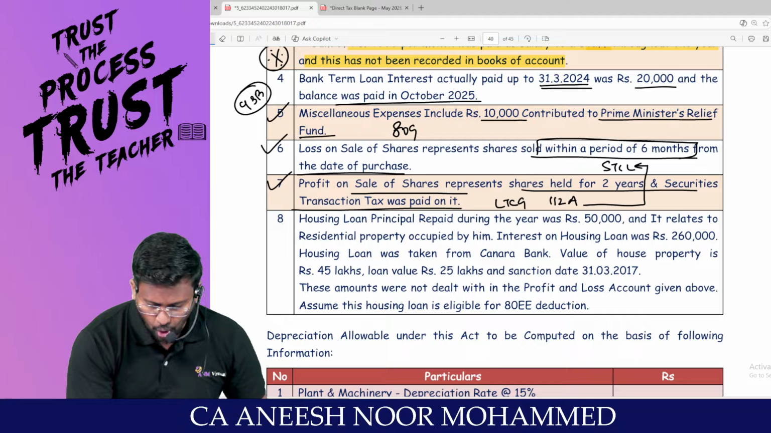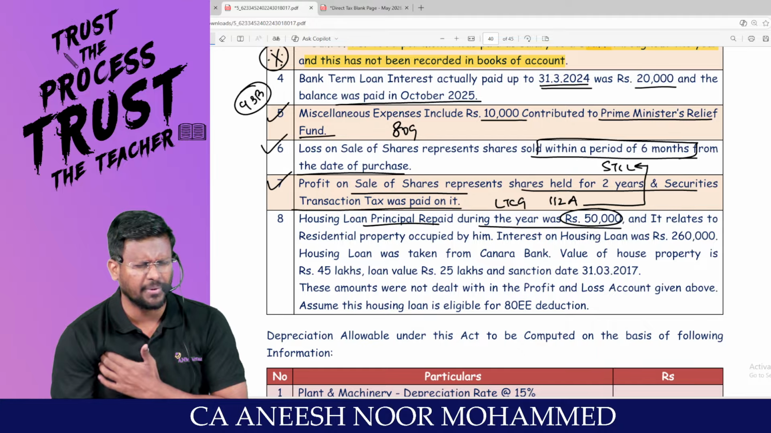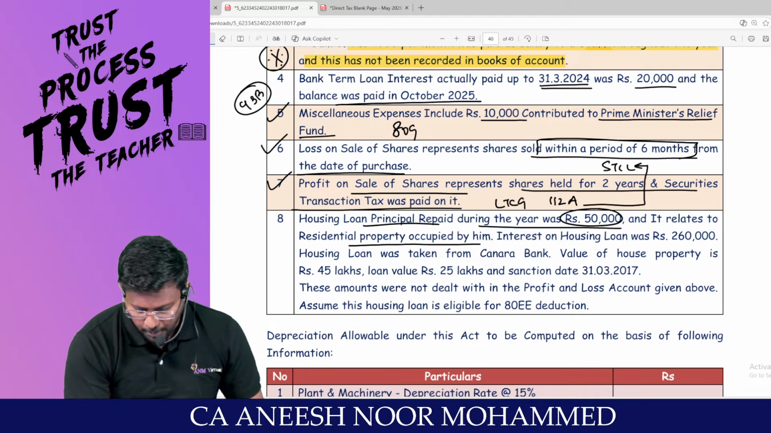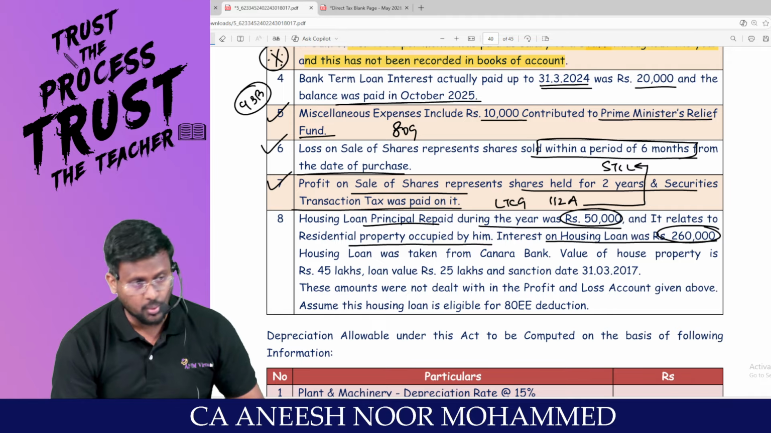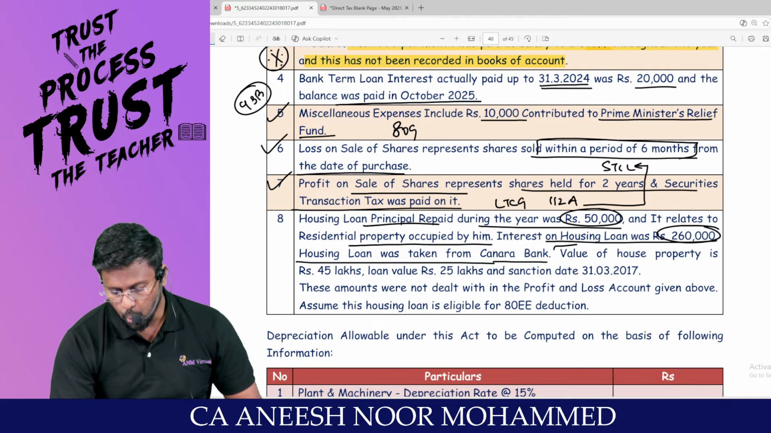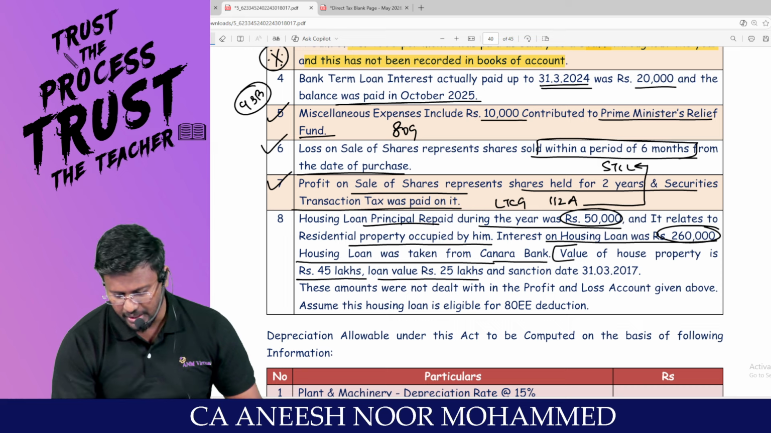Housing loan principal repayment during the year was 50,000. That principal repayment you can claim under 80C, and it relates to a residential property occupied by him. Okay, fine. Interest on housing loan was 2,60,000. Total interest they are talking about. Housing loan was taken from Canara Bank. Value of the house property is 45 lakh. Loan value is 25 lakh.